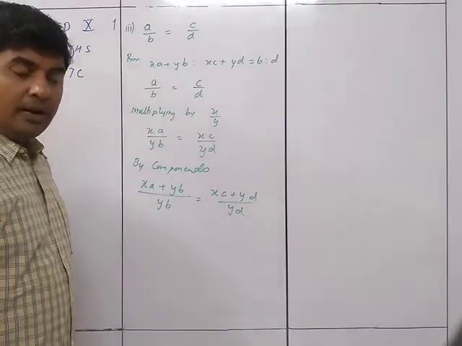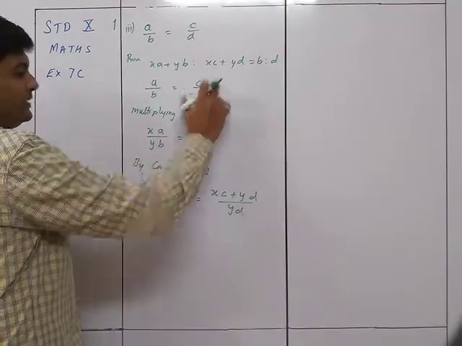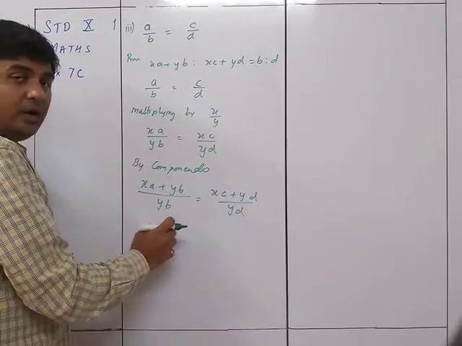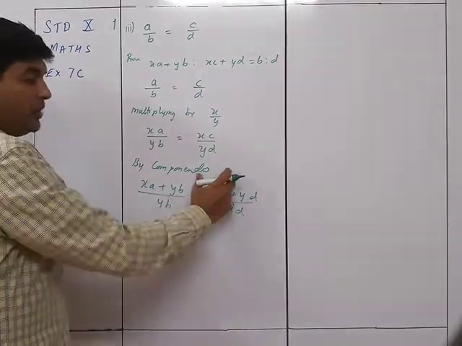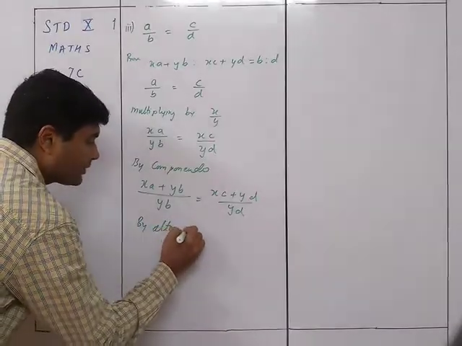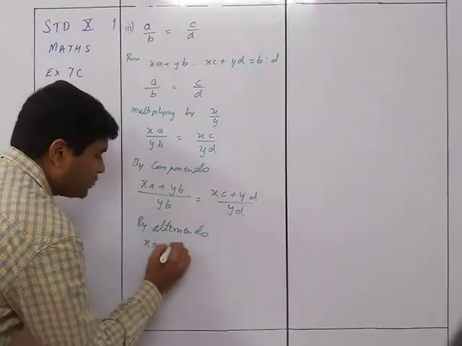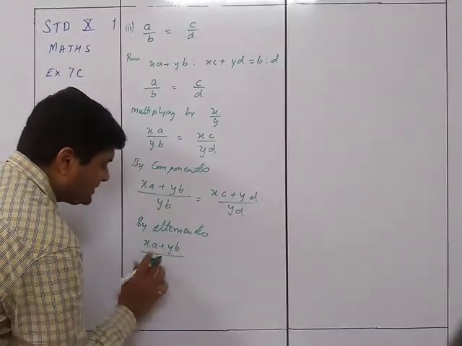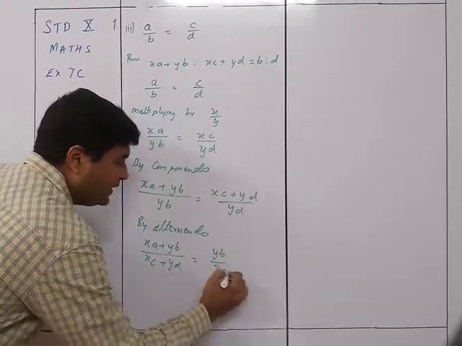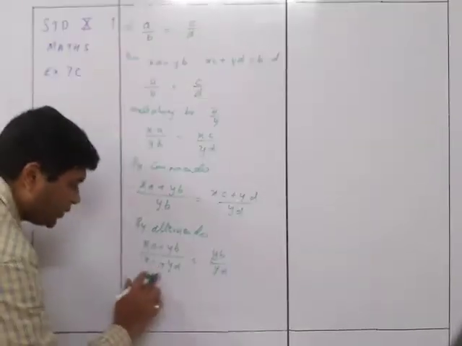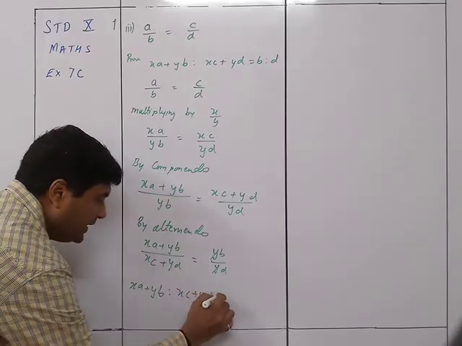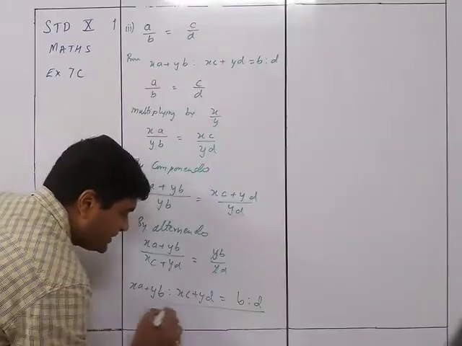Got it? Now, what I want is this upon this. So I can see that I can do alternando over here. What is alternando? Changing the denominator over here to numerator and numerator over here to denominator. So here by alternando, xA plus yB upon xC plus yD is equals to yB upon yD. Now y, y gets cancelled over here. Therefore, we get xA plus yB is to xC plus yD is equals to B is to D. That's hence proved.